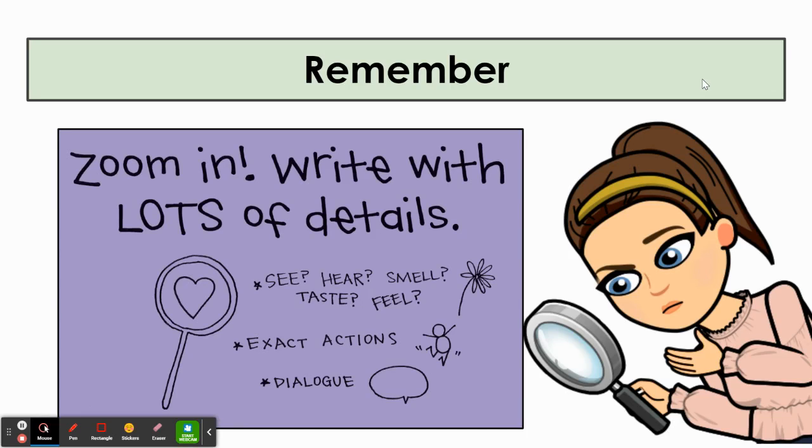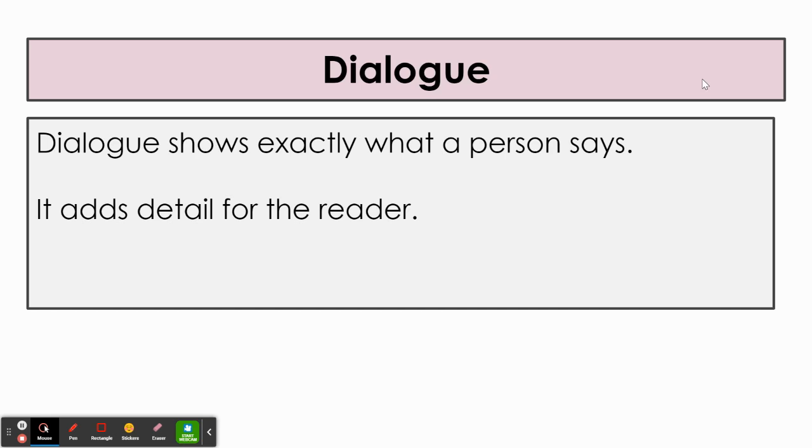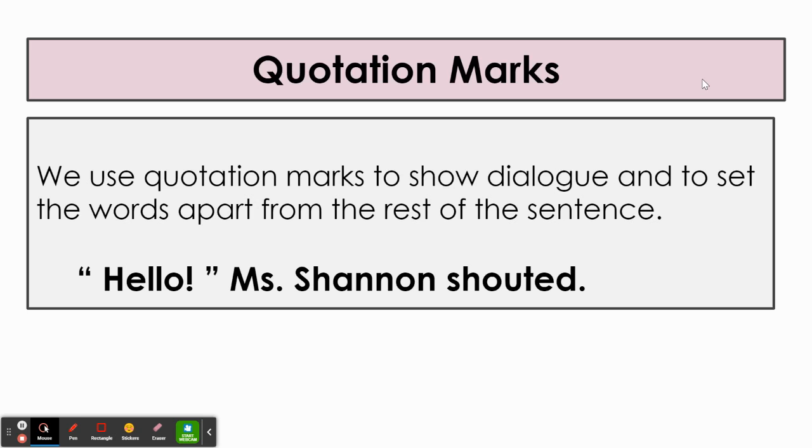Next, we have dialogue. Let's zoom in a little bit on dialogue. Dialogue shows exactly what a person says, and it adds detail for the reader. We use quotation marks to show dialogue and to set the words apart from the rest of the sentence. Here is an example. "Hello," Miss Shannon shouted. You can see that the word hello is within the quotation marks. The H is also capitalized because it is the start of a sentence.